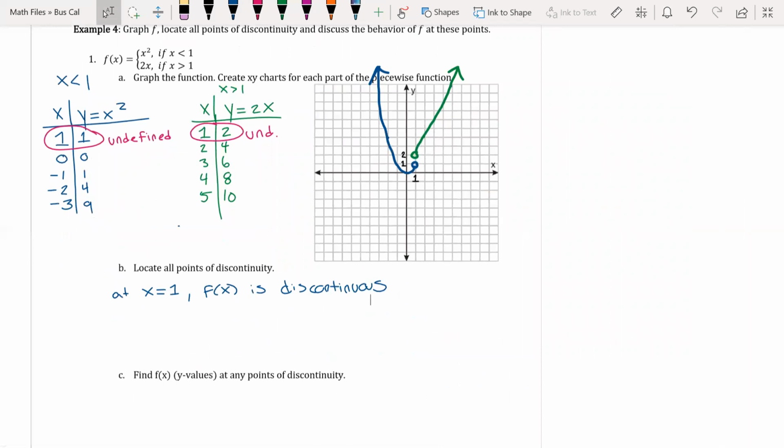Which may help out in C, because C says find any Y values at the point of discontinuity. Well, when X is 1, can we state any Y values? No, because both points are open or closed? Open. Therefore, at X equals 1, no Y values exist. Or actually, to put it better in words, no Y values are defined. Because since we're in calculus, we say limits do not exist and points are undefined or not defined. So I guess we could just say Y values are undefined.